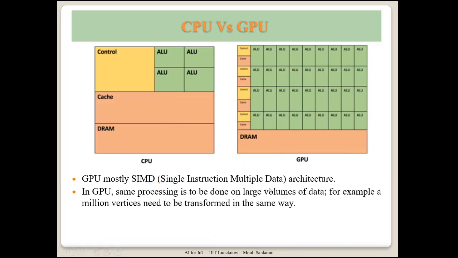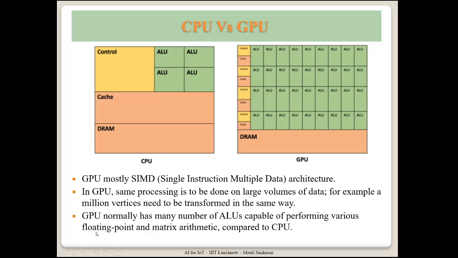Okay. So in GPU, the same processing is to be done on large volumes of data. So millions of vertices need to be transformed in the same way. So GPUs normally have a large number of ALUs capable of performing various floating point matrix arithmetic compared to CPU. So that is a major difference between CPUs and GPUs. I hope this is clear.